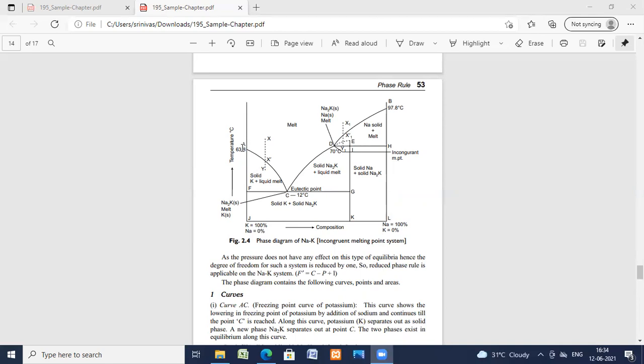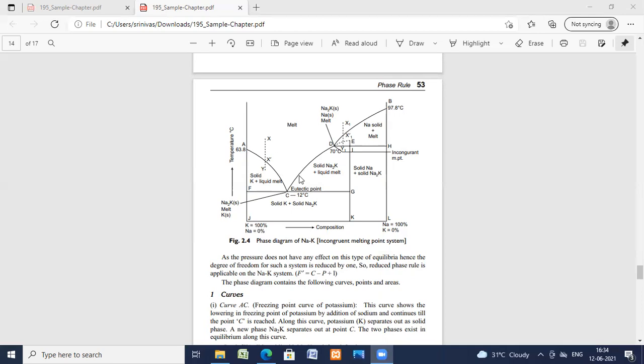Everything I have told you about the curves: it is a univariant system. For points, the eutectic point and the incongruent melting point, it is invariant. And for the areas 1, 2, 3, 4, and 5, you get univariant. Everything is univariant except the points, the eutectic point and the incongruent point. And coming to the area, only one area you get a bivariant system.